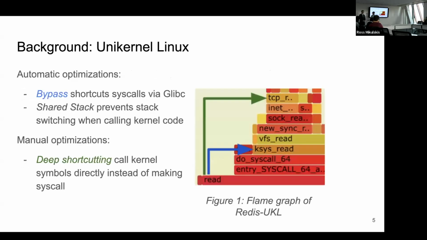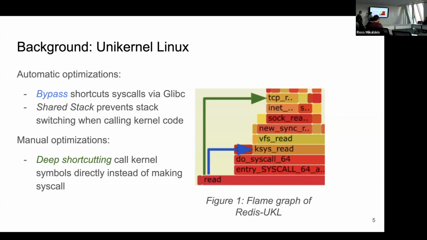There we go. So with this, we're allowed to achieve some optimizations that look a lot like unikernel optimizations. We have bypass, where libc will typically make system calls. When we're in the unikernel, we don't need to make system calls. So instead, it can directly call these ksys functions that bypass some of the bookkeeping that the kernel will do when you typically make a system call. There's also shared stack. Since you're now sharing an address space with the kernel, you don't need to switch stacks every time you make a system call. That can avoid some overhead as well.